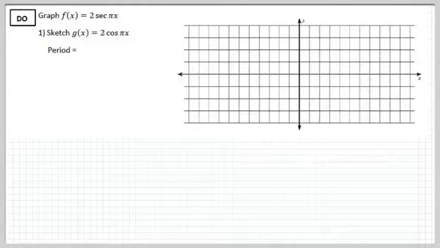Try a secant one. This is the same thing. 3, 2, 1.